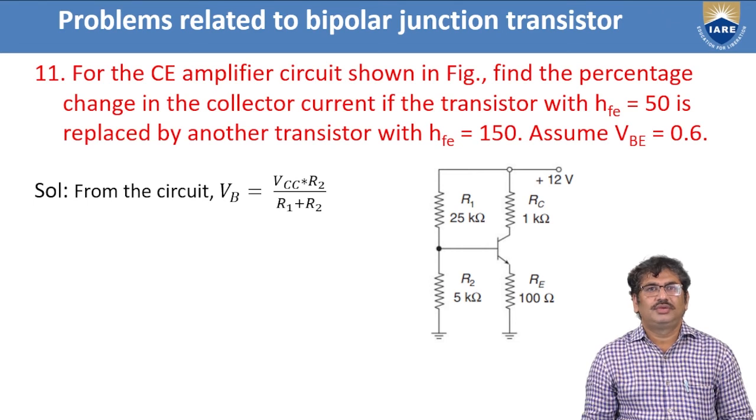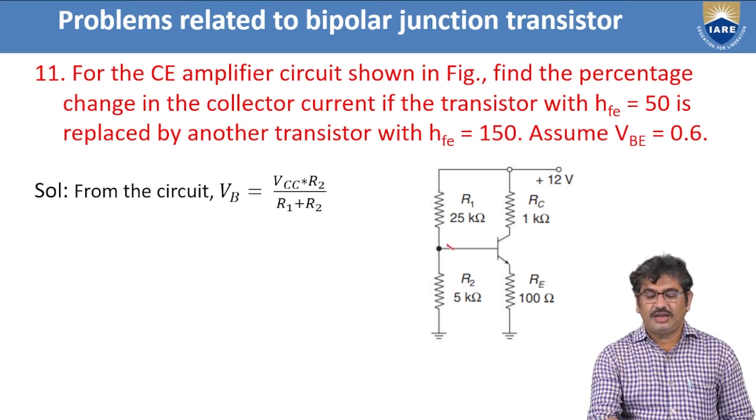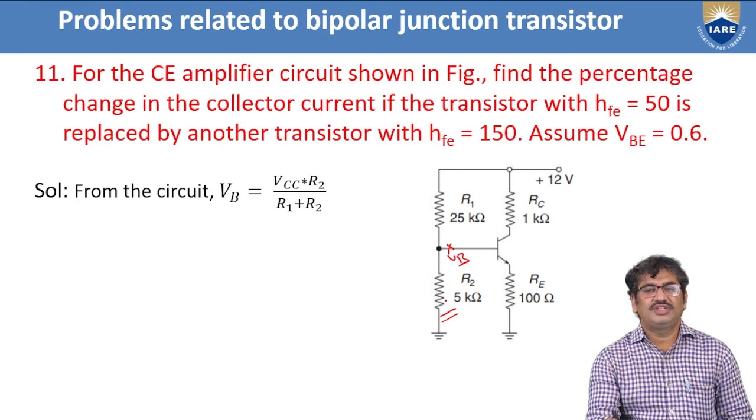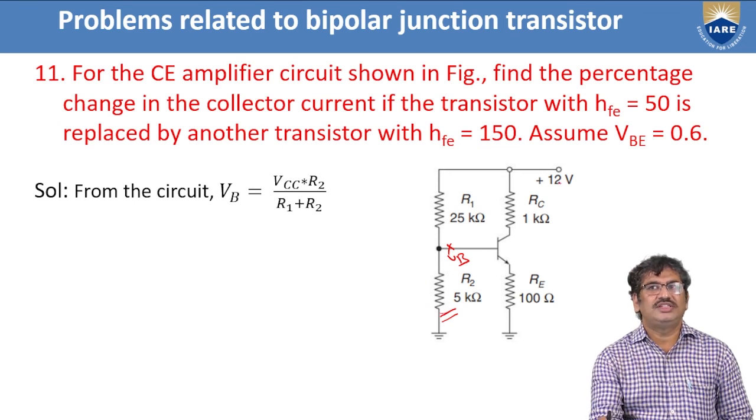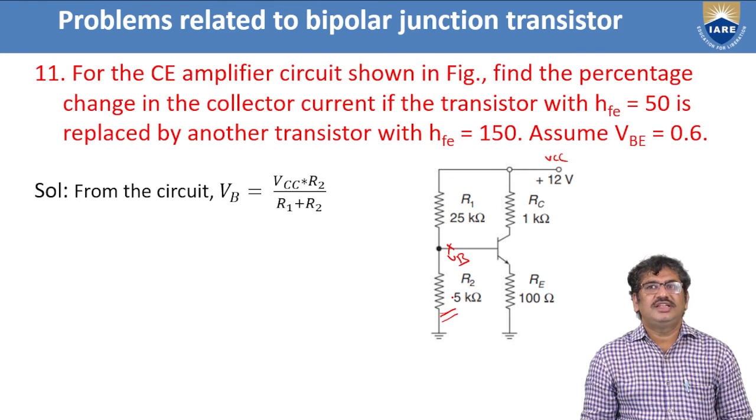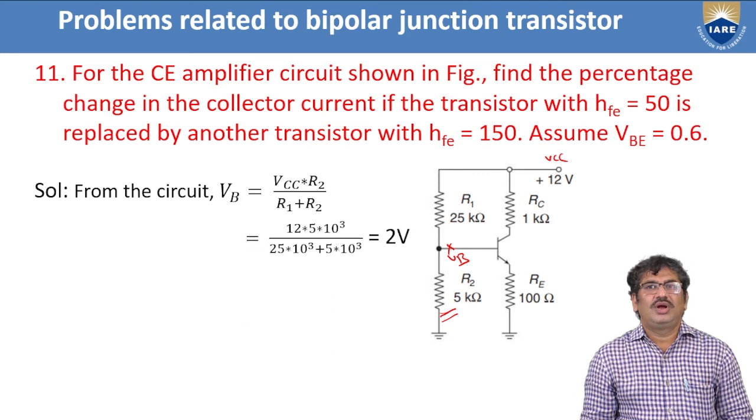From the circuit, the voltage at base VB is nothing but the voltage drop across R2 from VCC. From this potential divider network, it is given as VCC divided by R1 plus R2, multiplied with the R2 resistance. Here VCC, R1 and R2 are given. So we can estimate VB as 12 into 5 into 10 power 3 divided by 25 into 10 power 3 plus 5 into 10 power 3, which will give us VB is equivalent to 2 volts.